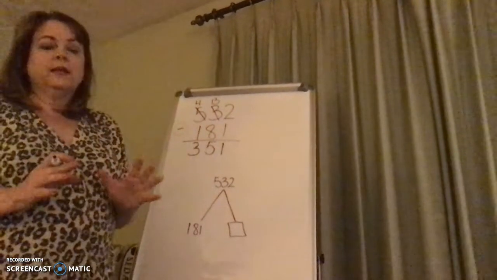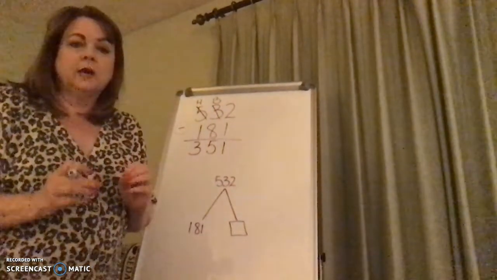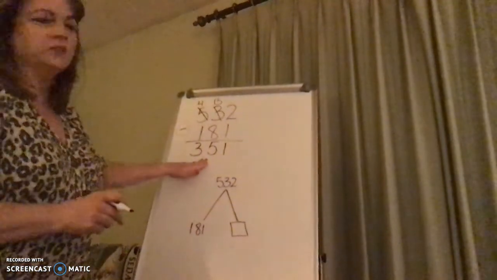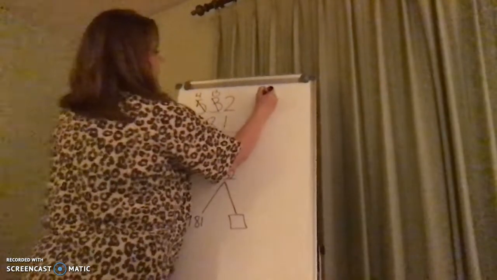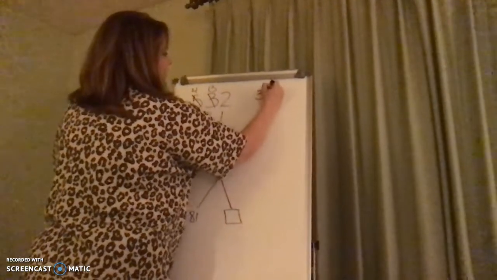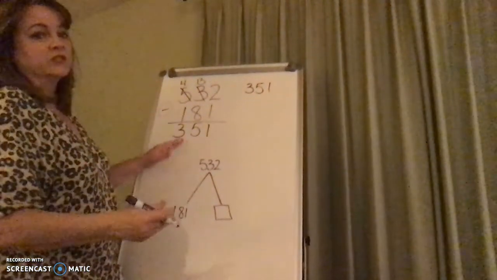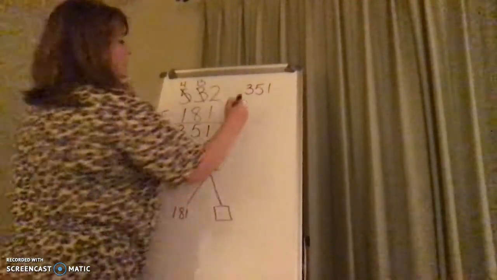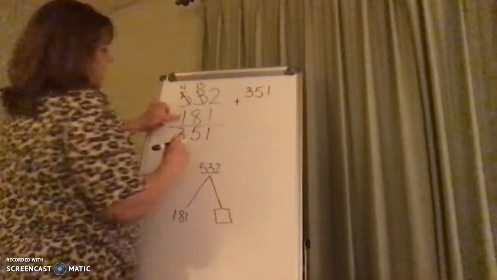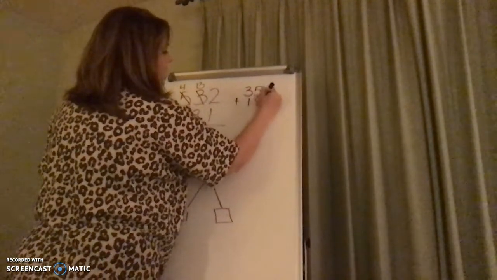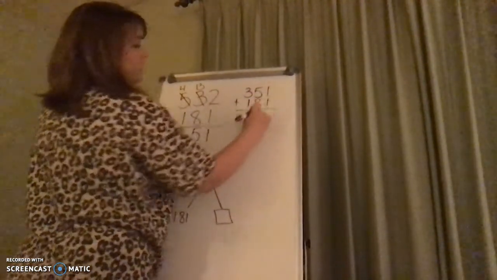But we're going to check it, and we're going to check it using the opposite operation. We talked about that a little bit last week. Here's how we do that. We take the answer that we got, 351. We're going to do the opposite operation. So instead of subtracting, we're going to add. We're going to add this other add-in, 181.